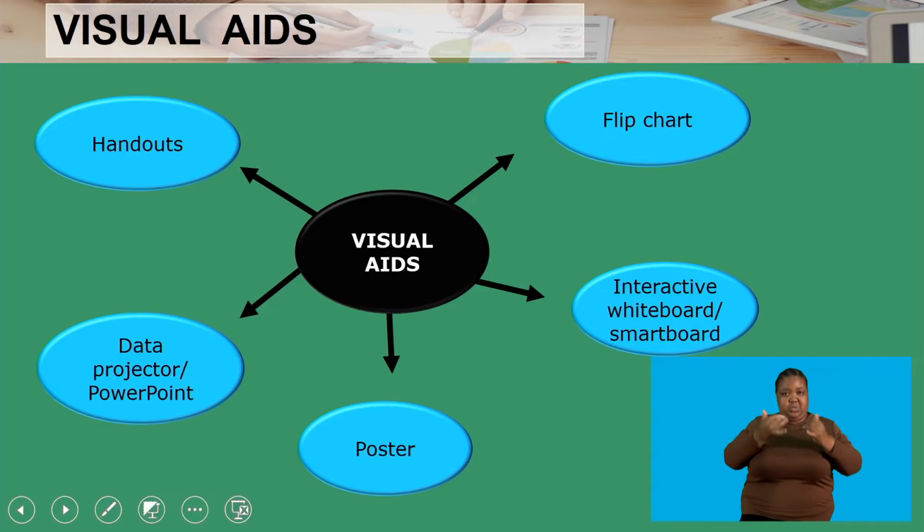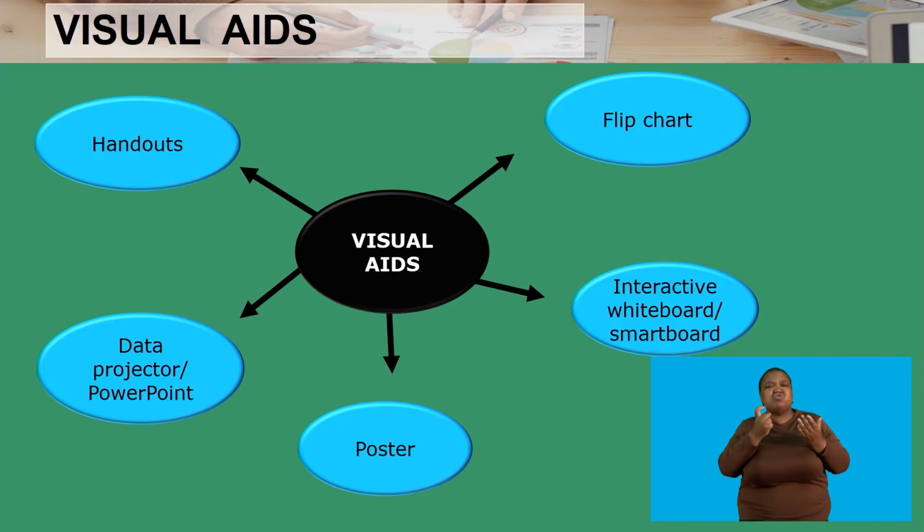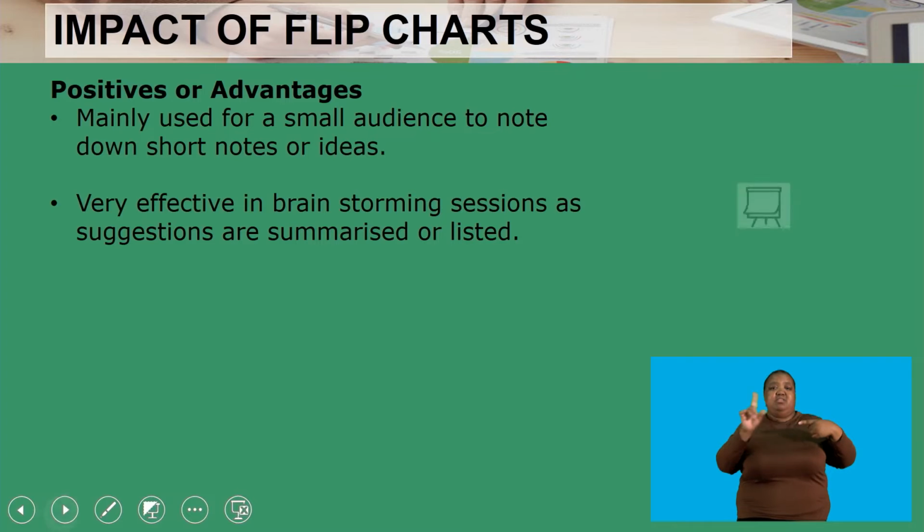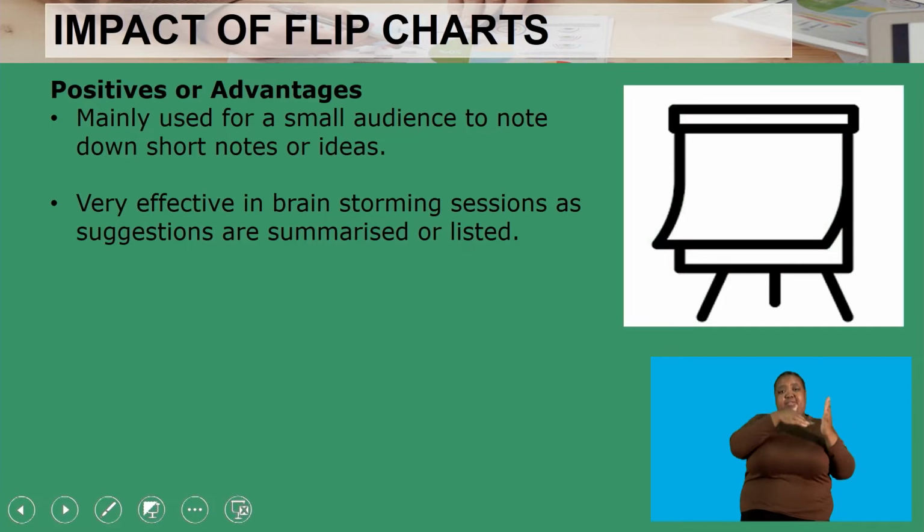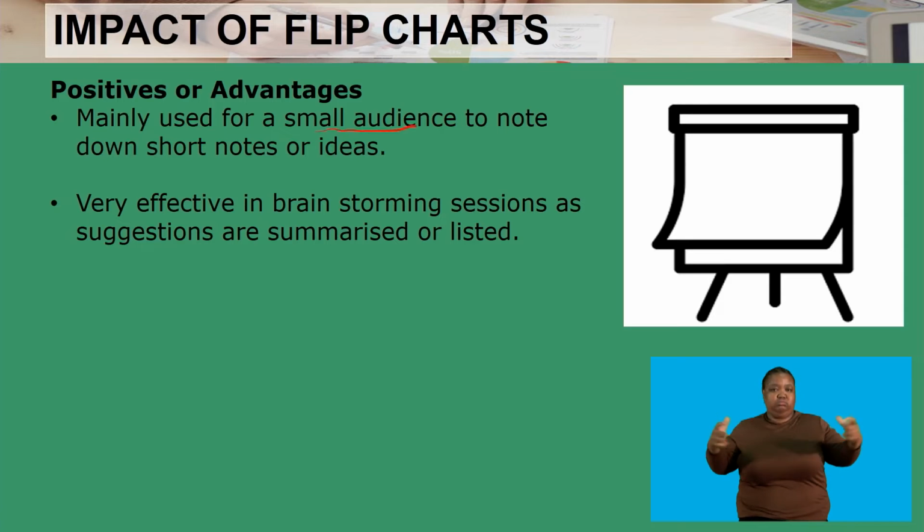And the focus here would be the impact of using these visual aids, which has to do with the positives and negatives of using these visual aids. Now, the first visual aid is a flip chart. This is how a flip chart looks. So when you're looking into the positives or advantages of a flip chart, this is mainly used for a small audience to note down short notes or ideas. That is the positive. The first positive is that it is used to note down ideas or notes when you are presenting to a small audience.